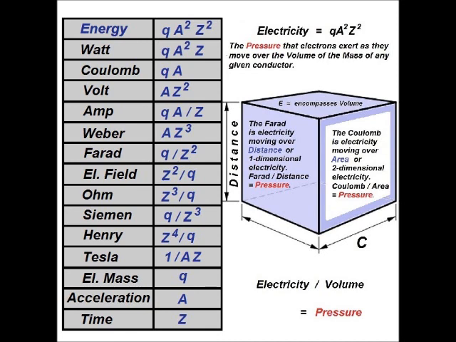And Tesla is another: 1 over AZ is equal to mass divided by electricity, which gives us the magnetic field. This one simple equation, Q A squared Z squared, has revolutionized the field of electrical engineering in giving us a view of electricity that has not been possible before.